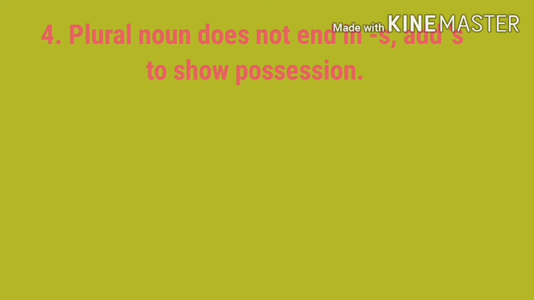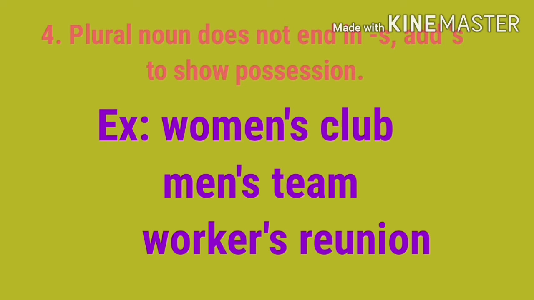Next one, if a plural noun does not end in s, we add apostrophe s to the end of the word to show possession. When a plural noun does not end with an s, add an apostrophe and an s to make it possessive. Example, women. Women is a plural noun, but it does not end in s, so we add apostrophe s to show the possession. For a plural noun ending in s, we add only an apostrophe. When the plural noun does not end in s, we add apostrophe s.